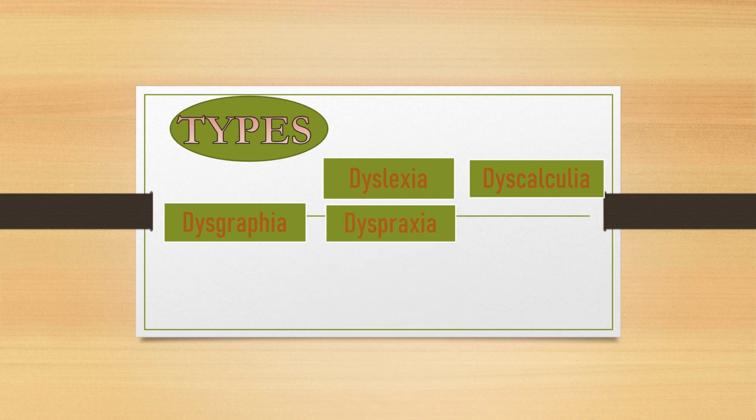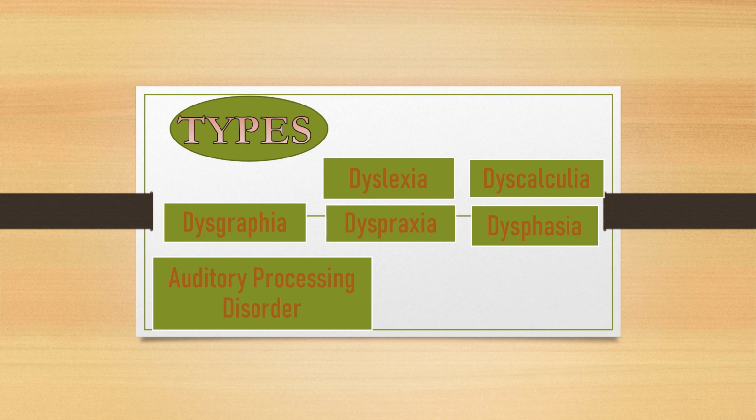Dyspraxia. It's a sensory integration disorder. Difficulty with fine motor skills and hand and eye coordination. Then balancing problems will be there. Dysphasia or aphasia. Difficulty with language, understanding spoken language, reading comprehension.